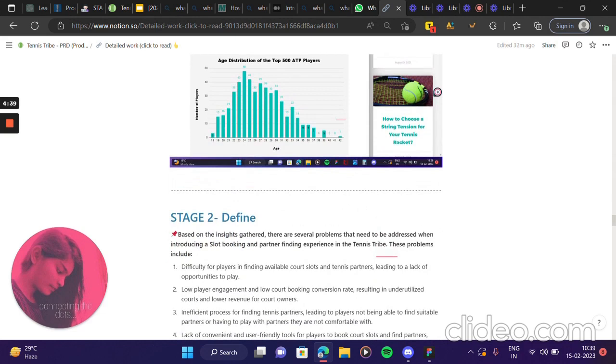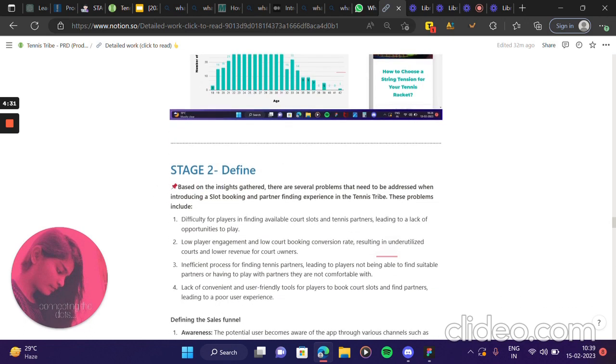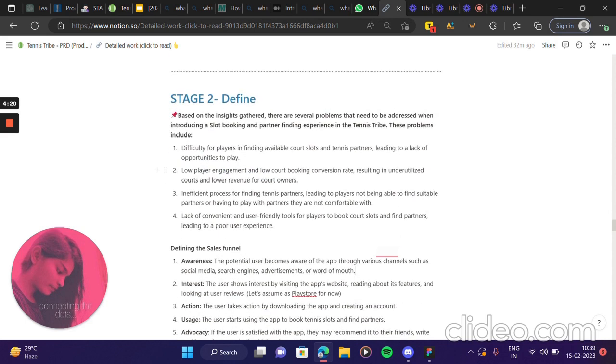Later, once I was done with this, I went ahead and started defining the problems I gathered. This is stage two, where I defined the problems that needed to be addressed, which are related to the core problem statement, that is the problem in slot booking and finding partners.